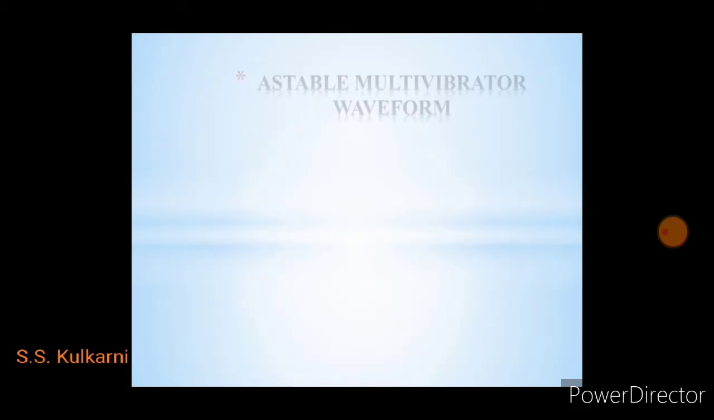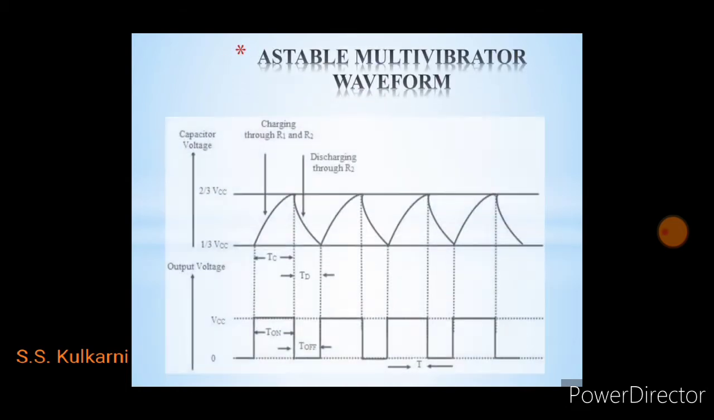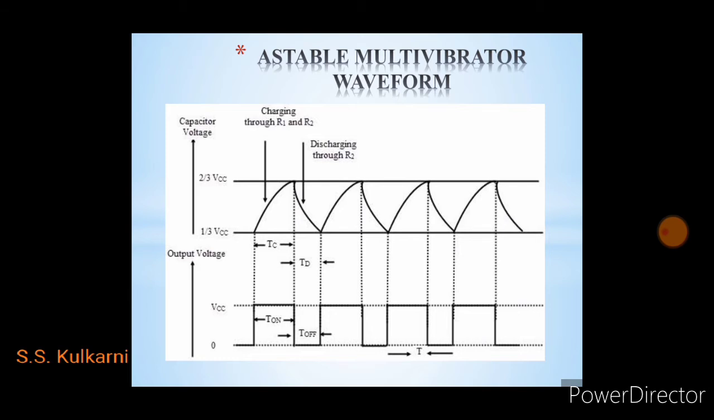Let us start the description with the help of the waveform. This figure shows the astable multivibrator waveform. This is nothing but the charging and discharging of the capacitor, which is connected at pins 6 and 2, as shown in the above figure, and this is the final output of the astable multivibrator.